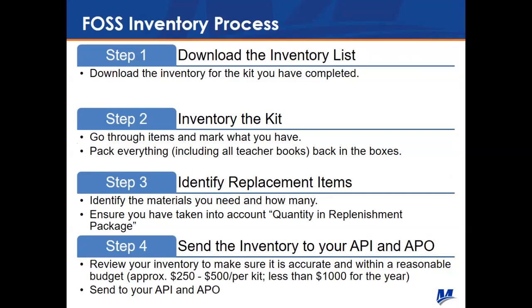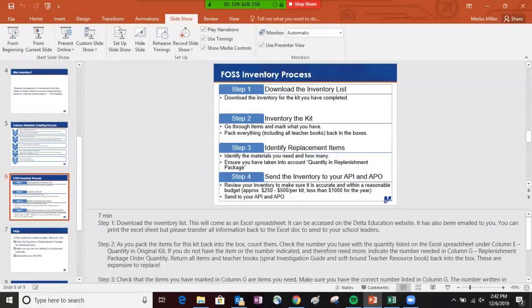Step 2 is to inventory the kit. As you pack the items for the kit back into the boxes, count them. Check the number you have with the quantity listed on the Excel spreadsheet under column E, quantity in the original kit. And I'm going to show you a sample Excel doc in a moment. But if you don't have the item or the number indicated and therefore need more, you're going to mark that on the Excel spreadsheet. So let's take a look at what this Excel spreadsheet actually looks like.